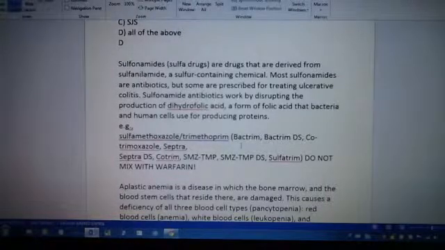Sulfonamide antibiotics work by disrupting the production of dihydrofolic acid, a form of folic acid that bacteria and human cells use for producing proteins, e.g. sulfamethoxazole and trimethoprim. Examples of these are Bactrim, Bactrim DS, Septra, Septra DS, Cotrim, and others, Sulfatrim. Do not mix with warfarin. That's the message here with these sulfonamides.